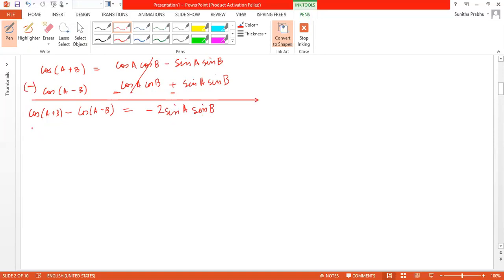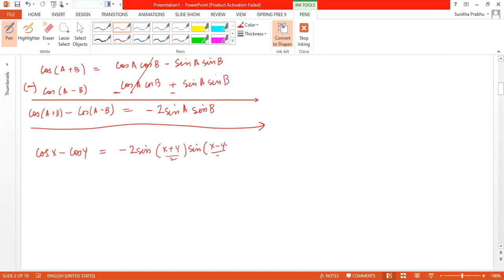Yes, sir. So in a generic way, if you want to remember this, what will be that expression? So it would be cos x minus cos y is equal to minus 2 sin((x plus y) by 2) and sin((x minus y) by 2). Very good. Please don't forget this minus here. Because when you have cos(A plus B) and cos(A minus B), we have minus sin A sin B, and when you're subtracting it, it becomes minus 2 sin A sin B. That minus has to be retained. Yes, sir.